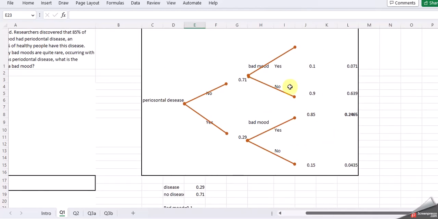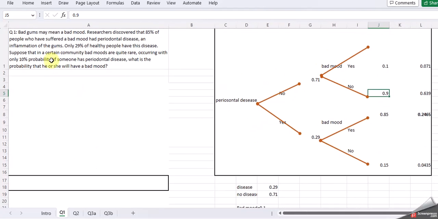Here you can see there are two ways our tree branches go off. In the first way, people who have the disease and have a bad mood is 85%, which is mentioned in the question. The other 15%, 1 minus 85%, is people who have the disease but are not in a bad mood. Here, people who don't have the disease but are in a bad mood is 10%, then 1 minus that is 90% of the people who don't have a bad mood, so they are okay.